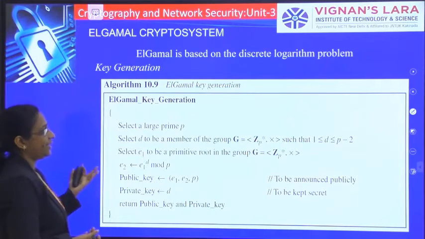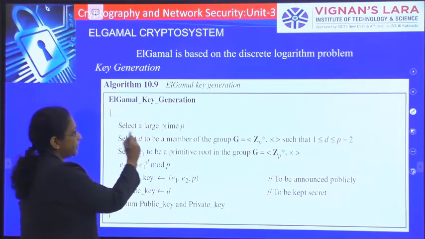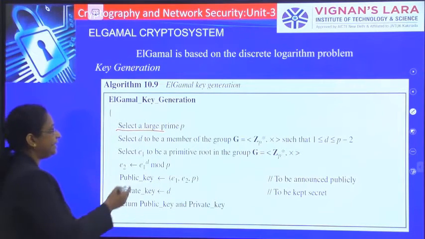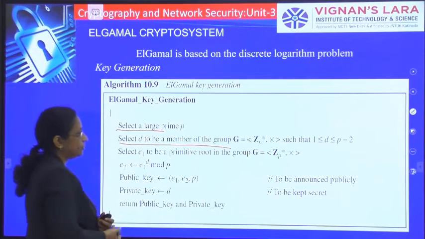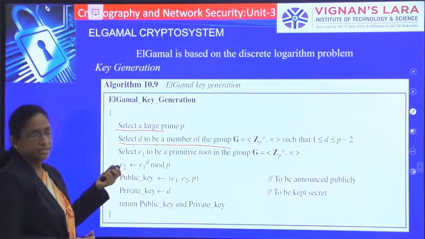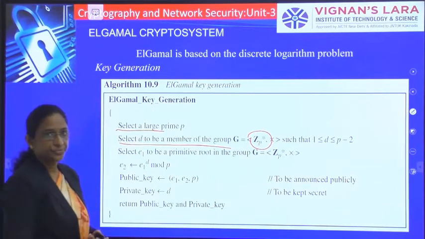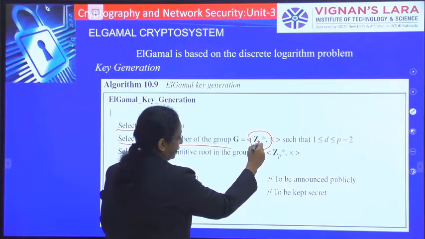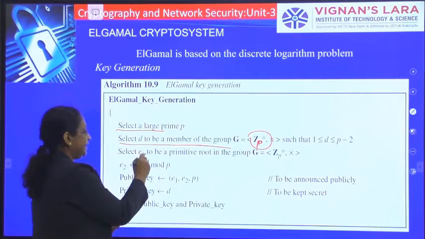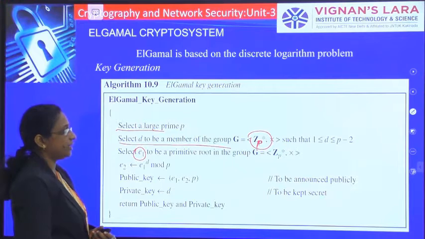So this is our key generation. Here you have to select a large prime number P, and we will be selecting D to be a member of the group Z_P, that is, the set of residues modulo the prime number. And then we will be selecting E1 to be a primitive root in the group G.